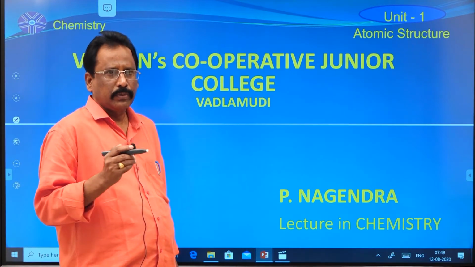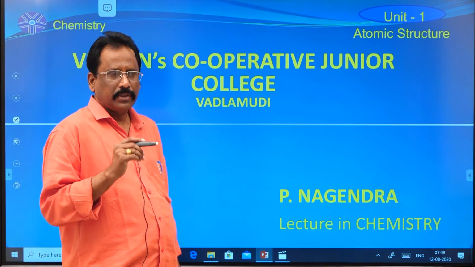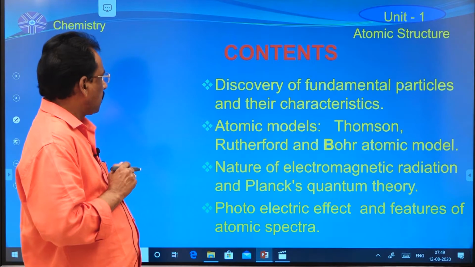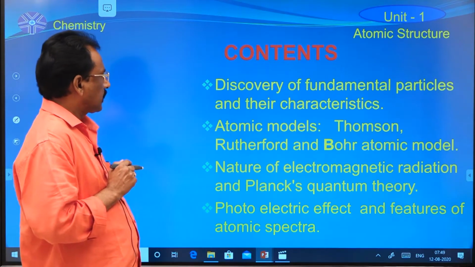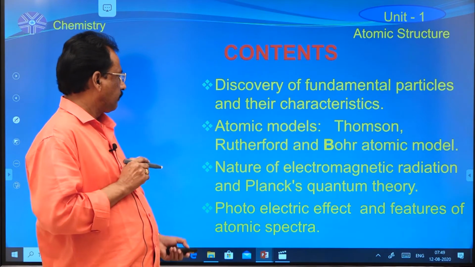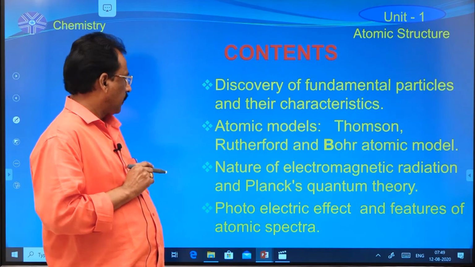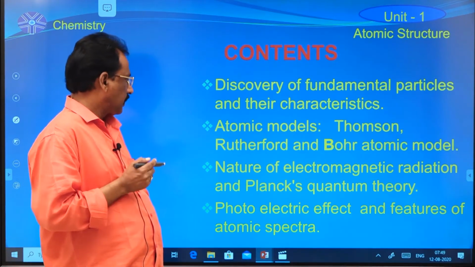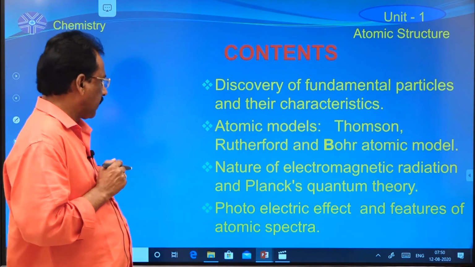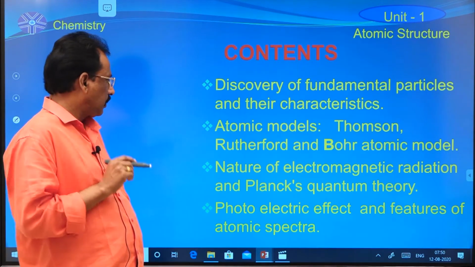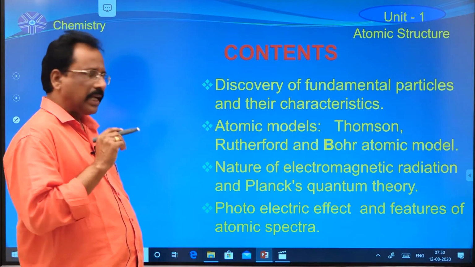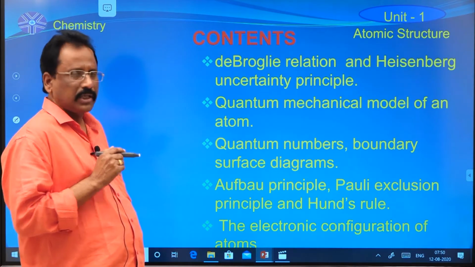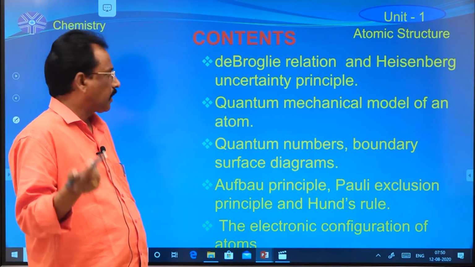Today I am going to discuss the very first chapter in first inter chemistry, that is atomic structure. The main topics are the discovery of fundamental particles of an atom and atomic models like Thomson, Rutherford, and Bohr's atomic model. After that, the nature of electromagnetic radiation, Planck's quantum theory of radiation, how Einstein explained the photoelectric effect, and what are the differences between emission spectra and absorption spectra.